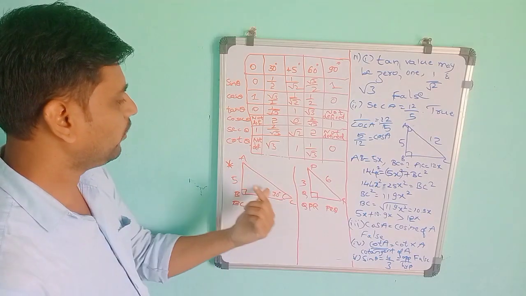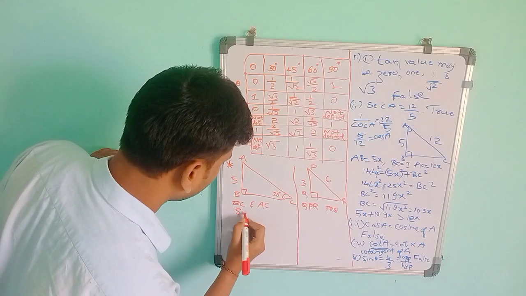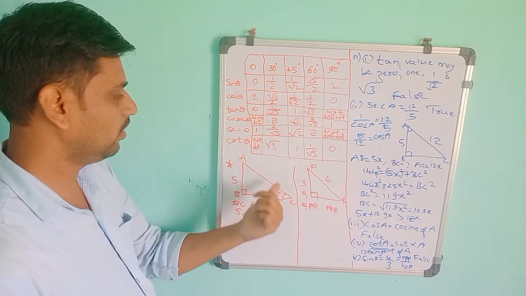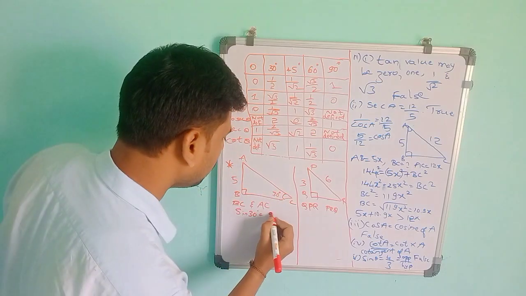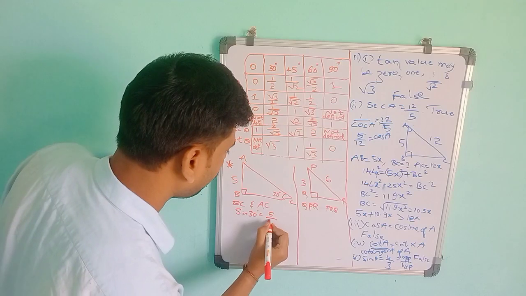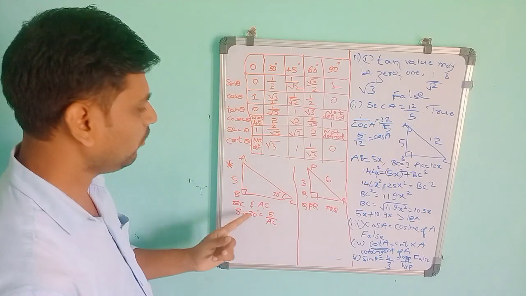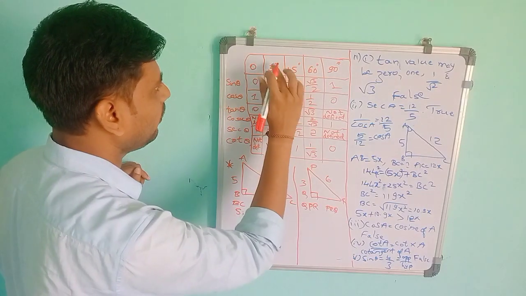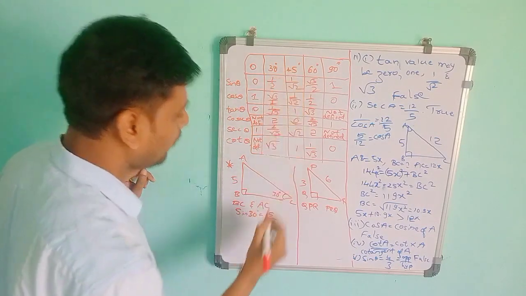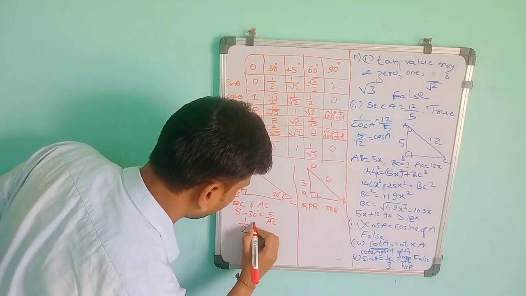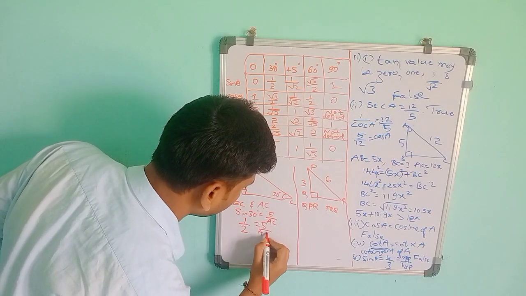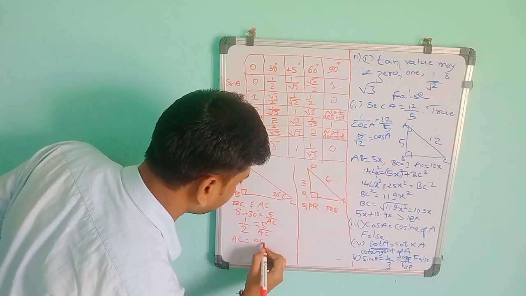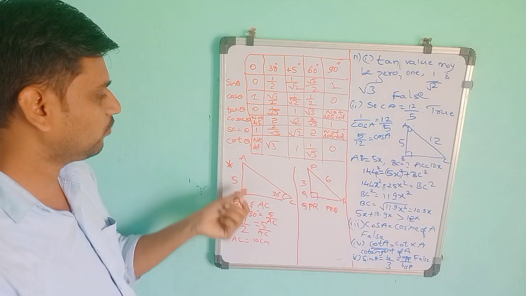So if you take sin 30, what is the formula? Sin 30 is opposite by hypotenuse. So opposite is 5 divided by hypotenuse AC. We don't know the value of AC, but we know the value of sin 30. What is sin 30? Sin 30 is 1 by 2. So instead of sin 30 we can write 1 by 2. This is 5 by AC. So AC will be 5 into 2. That will be 10 centimeter. So in this problem AC is equal to 10 centimeter.